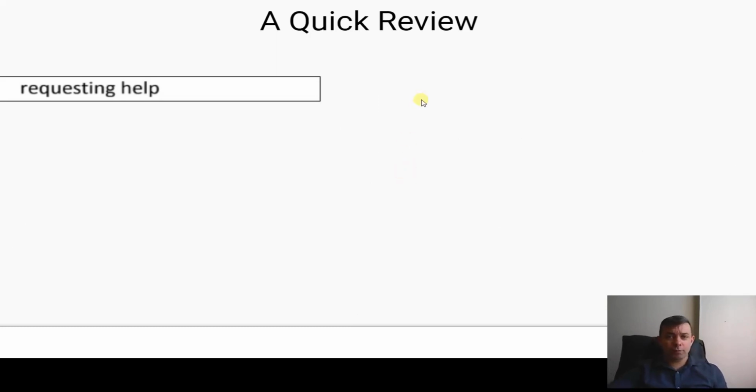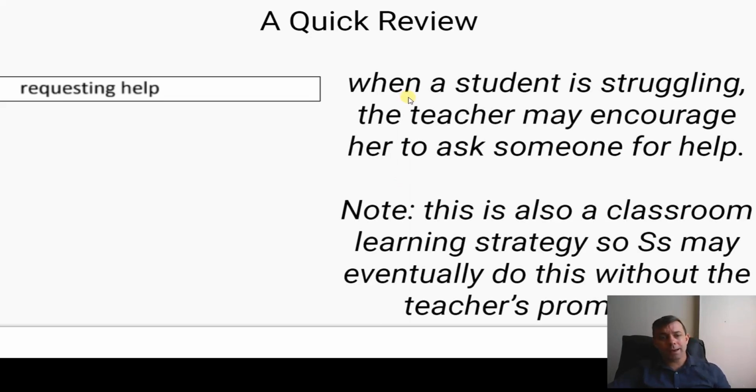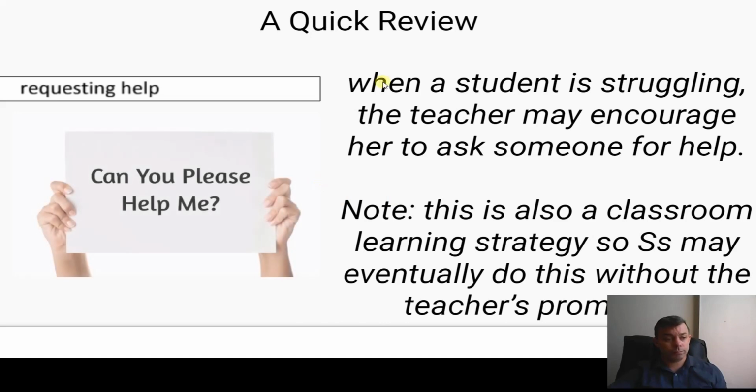Requesting help. This is another verbal scaffolding technique. Sometimes students are struggling. So the teacher may encourage them to ask someone for help. Something to keep in mind, this is also a classroom learning strategy. So students may eventually do it without the teacher's prompting. And that's a beautiful thing when it happens. So the student will attempt to answer on her own and then say, Minji, can you help me? And then Minji helps by encouraging her or providing the answer, and it's lovely when they can do this on their own.